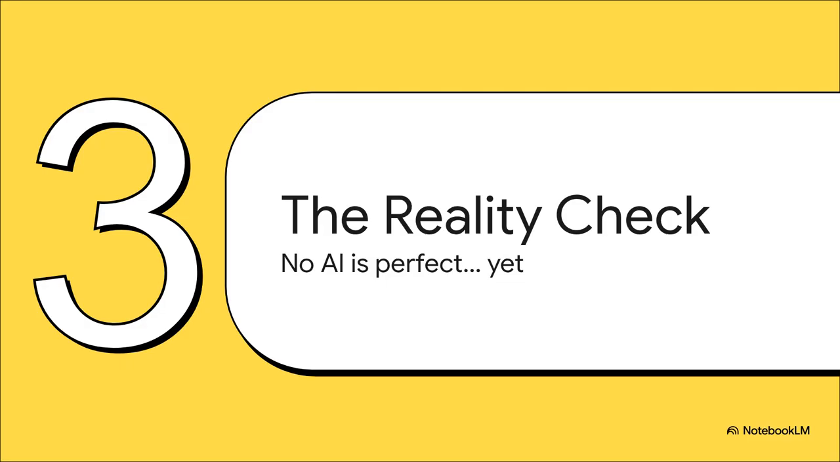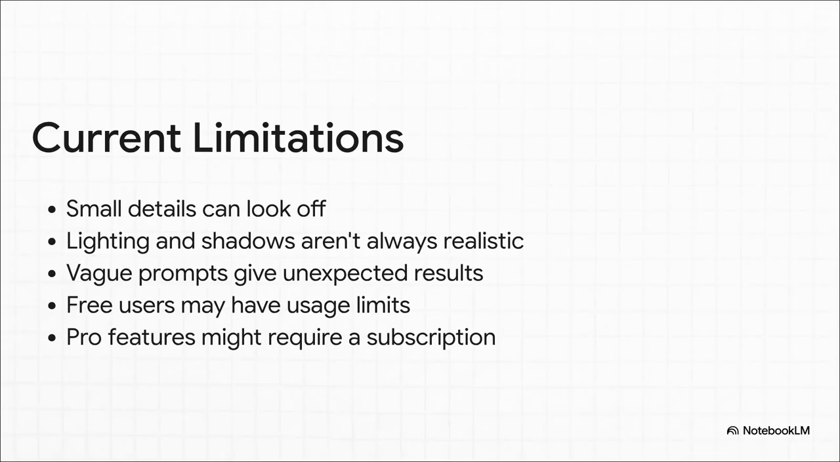Okay, so with all this hype, we have to take a step back and be real for a second. Like any new technology, especially in the world of AI, it is not perfect. Not yet, anyway. There are some real limitations you should know about before you jump in expecting flawless results every single time. So here's what you might run into. You might notice that small details like hands or maybe text in the background can look a little funky. The AI is still figuring out how to nail realistic lighting and shadows every time. And remember, the AI isn't a mind reader. If your prompt is too vague, you're probably going to get some pretty unpredictable results.